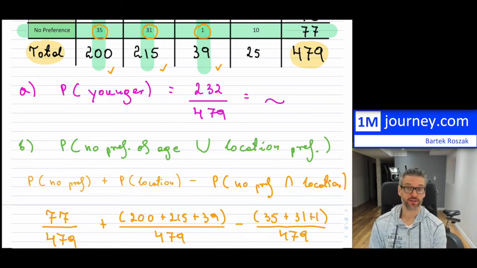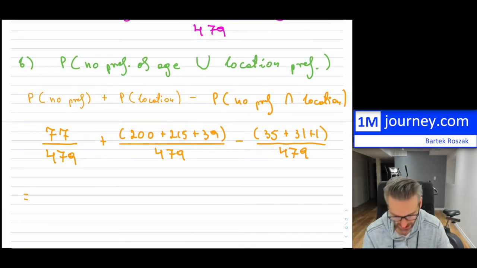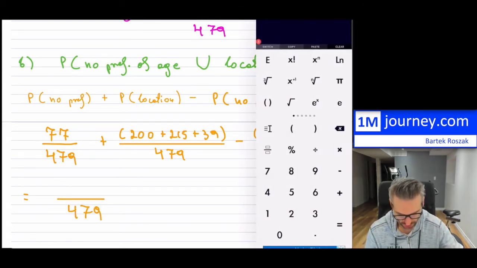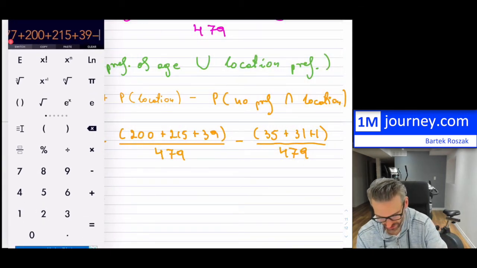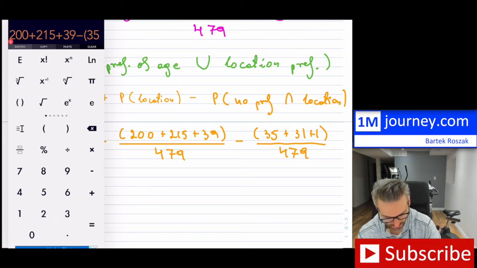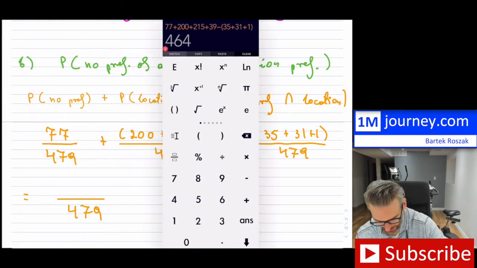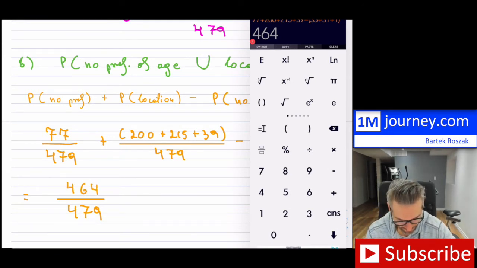So that's a hard question, but that's how we would do it. Now let's take a look and see. Notice the denominator is the same, so that's not a big deal. Now all you have to do is take 77 plus 200 plus 215 plus 39. And now it's minus, I'll put these guys in brackets, 35 plus 31 plus 1. So in total, notice, that's 464.